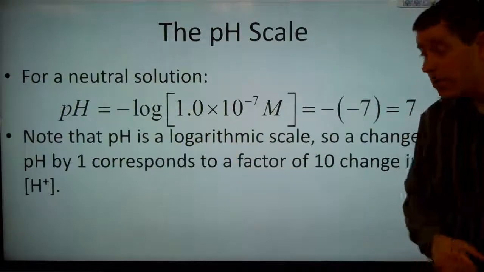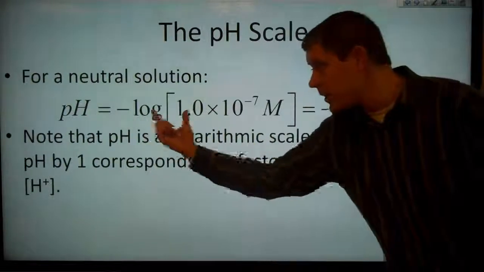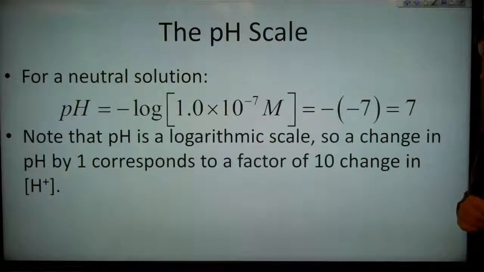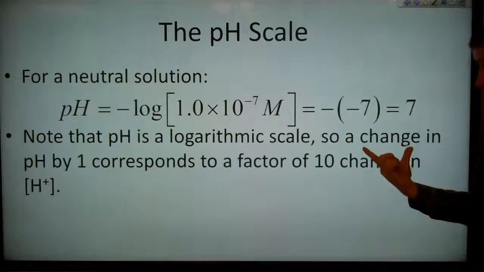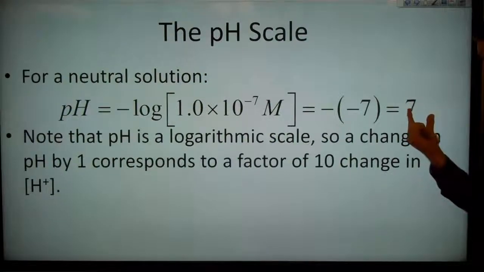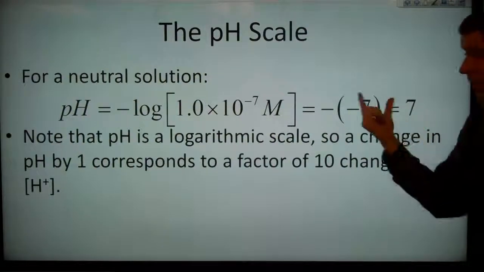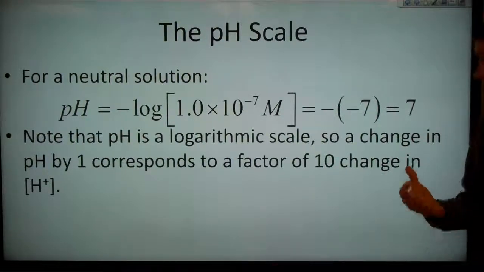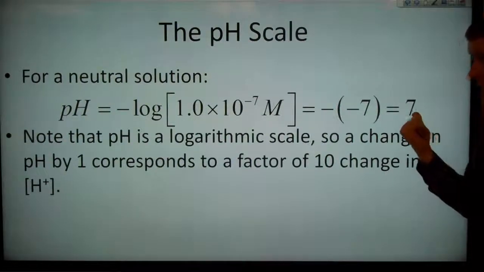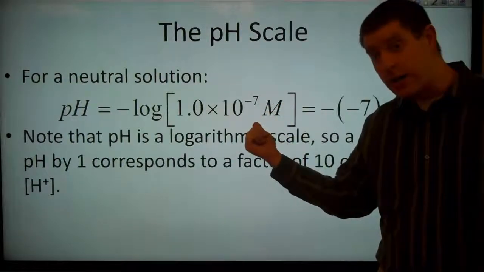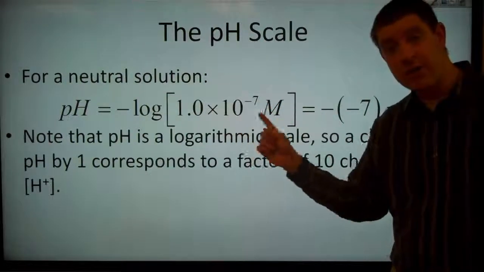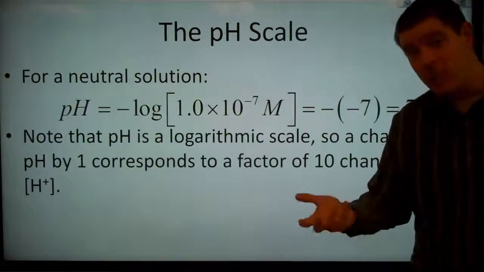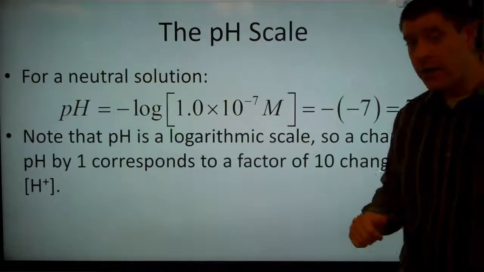And note here that pH is a logarithmic scale because we're taking the log of our hydrogen ion concentration. So that means that if we make some change in our pH by a unit of 1, that means that our hydrogen ion concentration is changing by a factor of 10. So if we go from 7 to 6, that means that we've changed our hydrogen ion concentration from 10 to the minus 7 to 10 to the minus 6. And our hydrogen ion concentration then is 10 times what it was before our change.